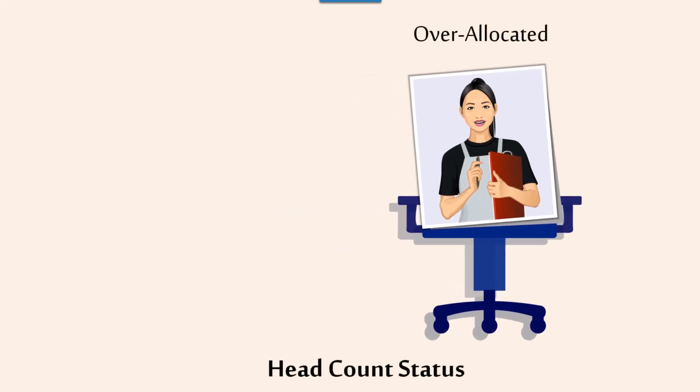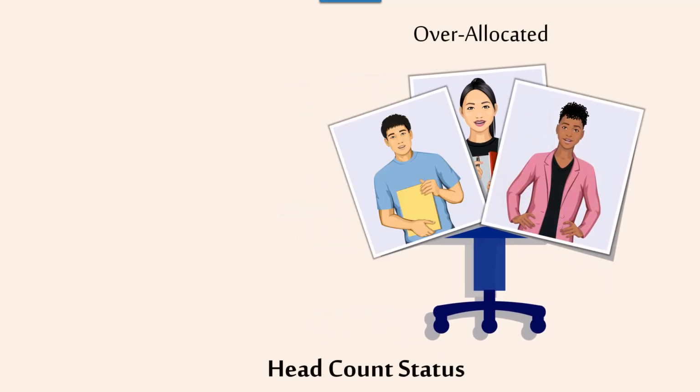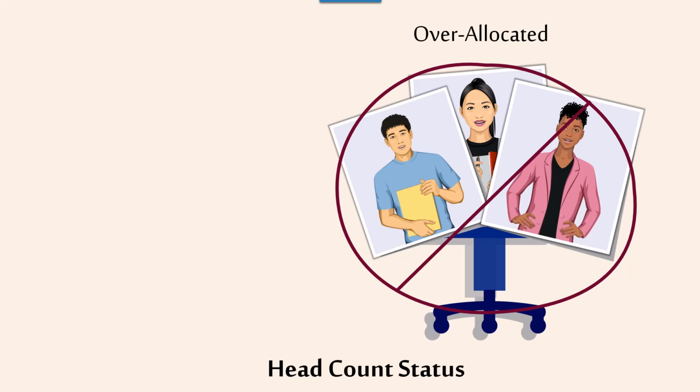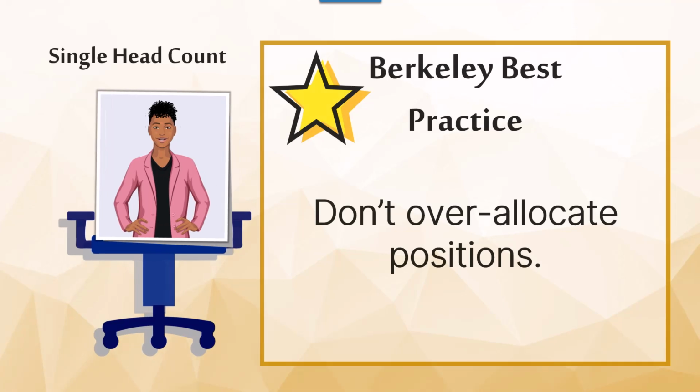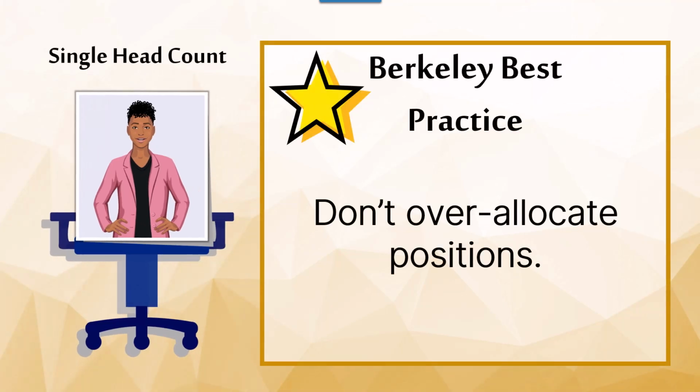If a position has more employees hired into it than the headcount number, this is known as over-allocation. Over-allocated positions share the same caveats as multi-headcount positions, and additionally can have negative downstream consequences, including impacts to employee job data for all employees in the over-allocated position, which may affect pay and benefits. If the position is a supervisor position, there may be impacts to CalTime, UC Learning Center, and Achieve Together, because downstream systems aren't designed to have one employee reporting to 2 or more supervisors. Best practice at UC Berkeley: don't over-allocate positions.